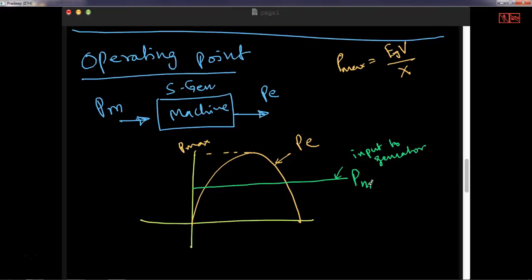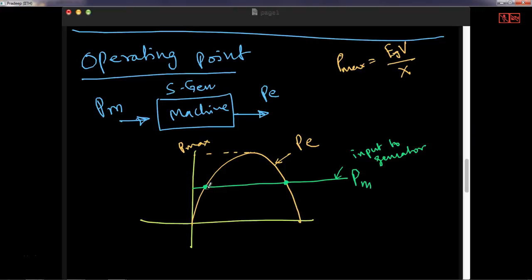So who determines the PM? PM is determined by the user only, because the steam input can be controlled. By controlling the valve, I can send more steam into the machine if it is a thermal generator. So by controlling the prime mover, I can control the PM input. PM equals PE under steady state condition. So we have 2 points, either here or here.